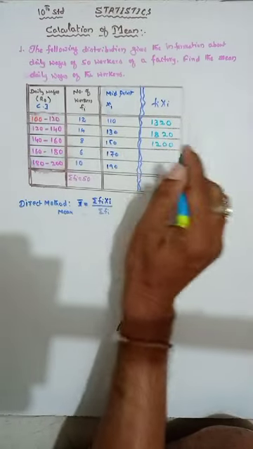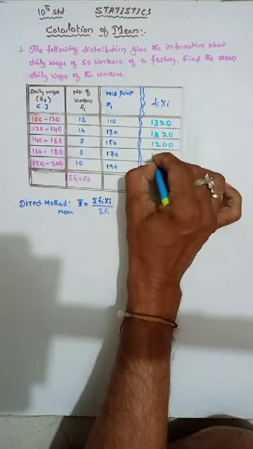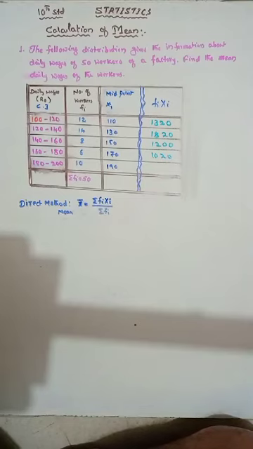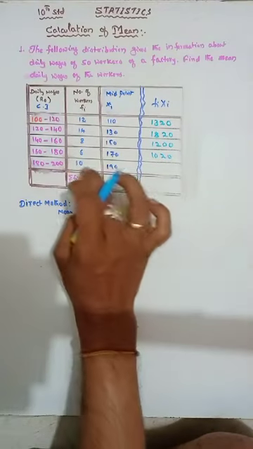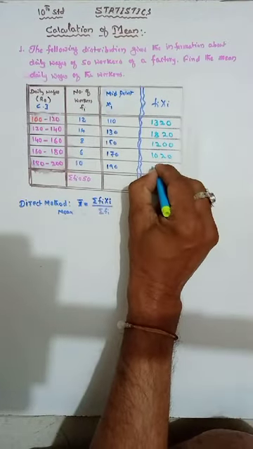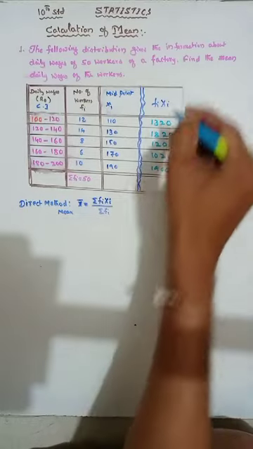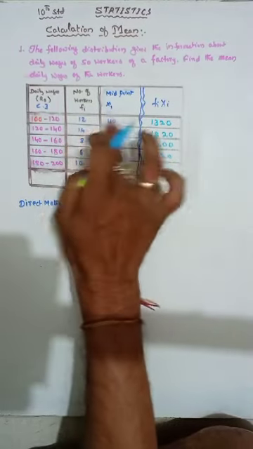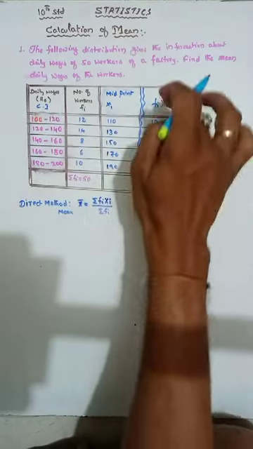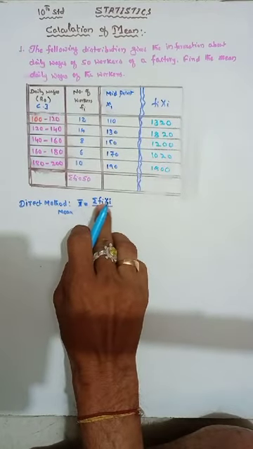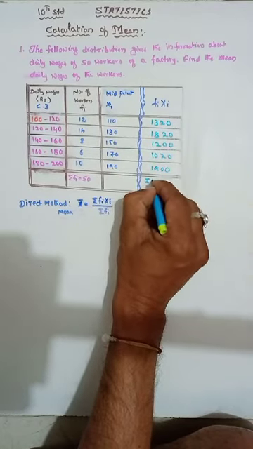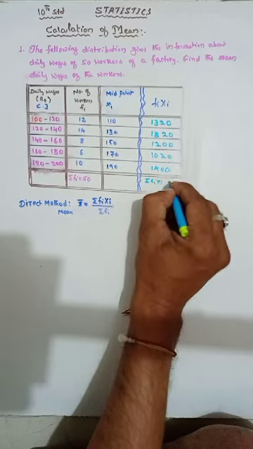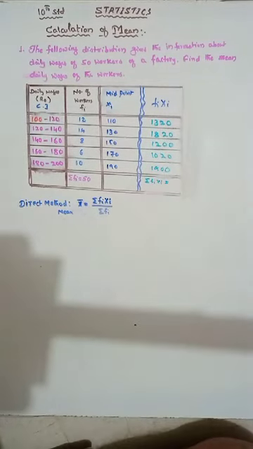Again 6 into 170 is 1020. Again 10 into 190 is 1900. Means we got the product of these two here. Now you take the sum, that is sigma fi into xi which we need. Sigma fi into xi means we have to take the sum of all these things.